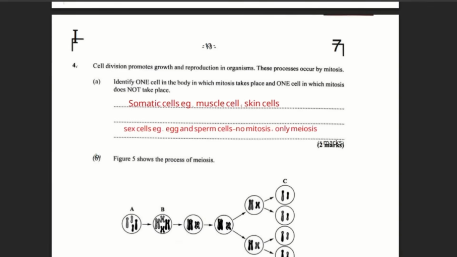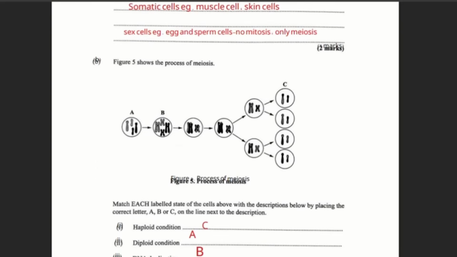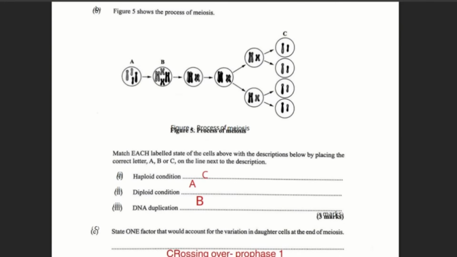Right, so now let us look at the process down here. The process of meiosis, right? And we said that at the end of mitosis we end up with two daughter cells. At the end of meiosis we end up with four daughter cells. We start off diploid, and then we end haploid in meiosis. So it says match the labeled state of the cells with the description by placing the correct letter A, B, or C on the line.